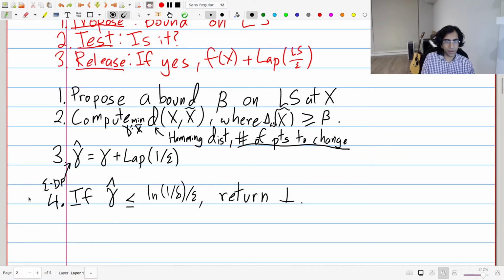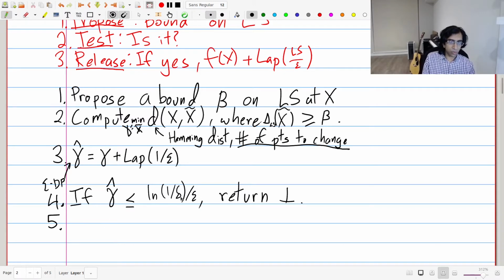And why does this correspond to this case? Well, recall that gamma was the minimum distance to a high sensitivity data set. So if gamma is small, that means that it's either sensitive or it's close to a high sensitivity statistic. So if gamma hat, the privatization of it, is small, then we're going to say it is a high sensitivity data set or close to one, and we can just return bot.